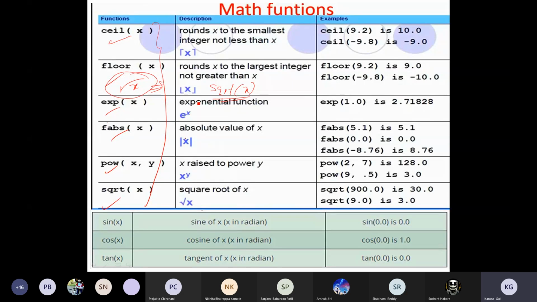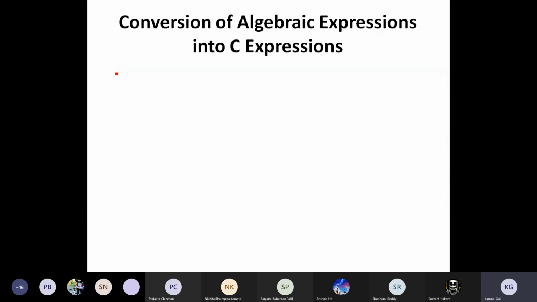Any doubt in the mathematical functions given by the C language? This we have already discussed in the previous class. Any doubts? Hello? Hello? Hello? Hello students? No, ma'am. Do you have any doubts regarding the mathematical functions given by C language? No, ma'am. Okay, right.